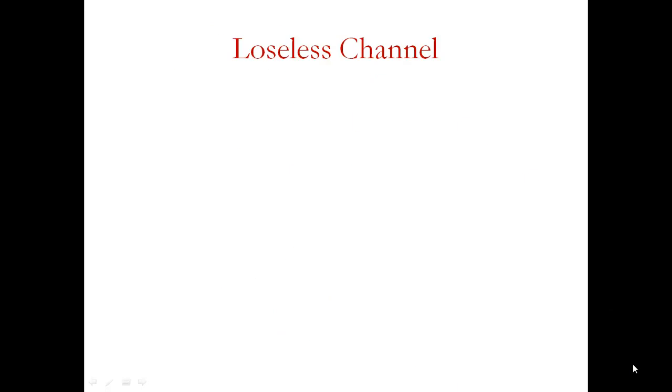Next is the lossless channel. So when will we say the channel is lossless? Whenever the receiver is very sure about the transmitter. We need to understand that the channel is lossless because the receiver knows who is transmitting. So we call that kind of channel a lossless channel.